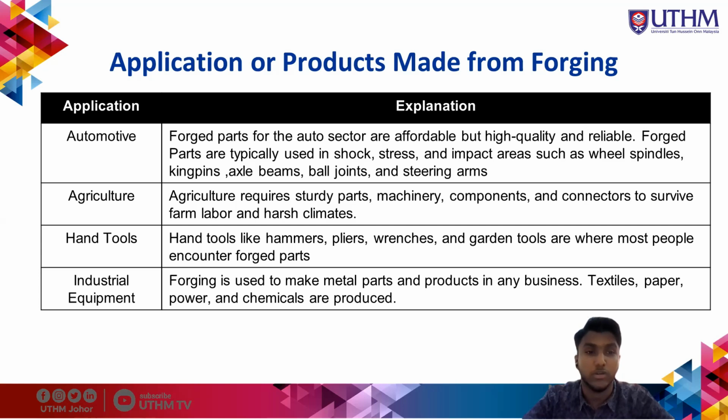Next, hand tools like hammers, pliers, wrenches, and garden tools. And the last one is industrial equipment, to make the metal parts and products in any business such as textile, paper, power, and chemical.